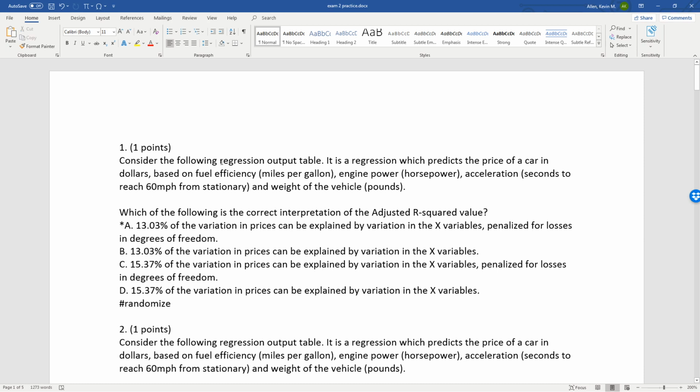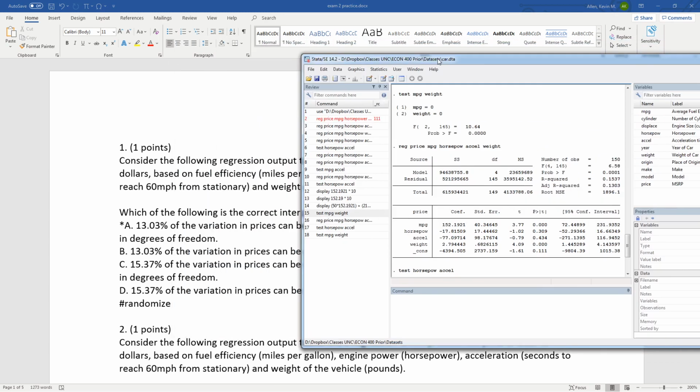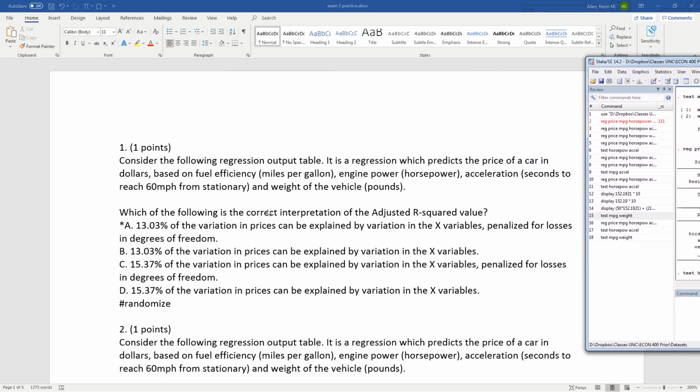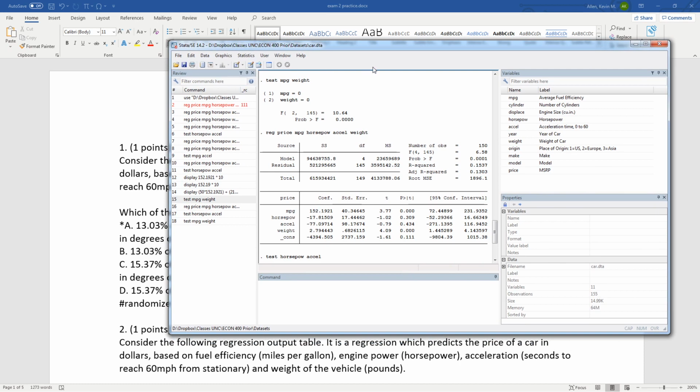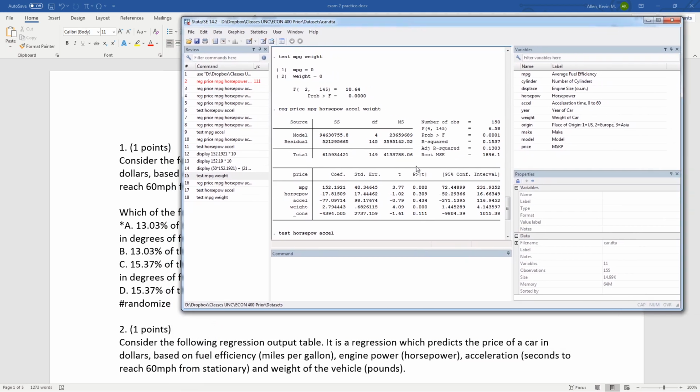So for question one, we're going to consider a regression output table, which I'll bring up right here. Which of the following is the correct interpretation of the adjusted R-squared value? So I go in here and I describe the regression predicts the price of a car in dollars based on fuel efficiency, engine power, acceleration, and the weight of the vehicle. And I'm asking about the adjusted R-squared. So the adjusted R-squared is found right here. It's 0.1303, which in percent terms would be 13.03%.